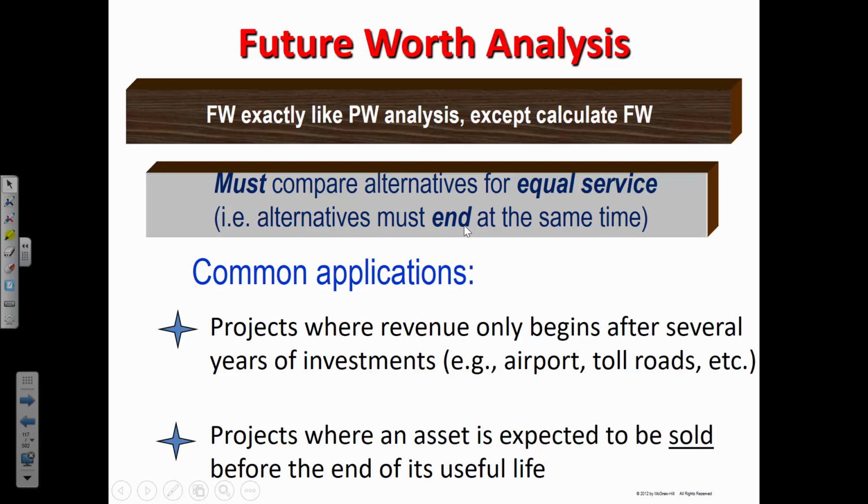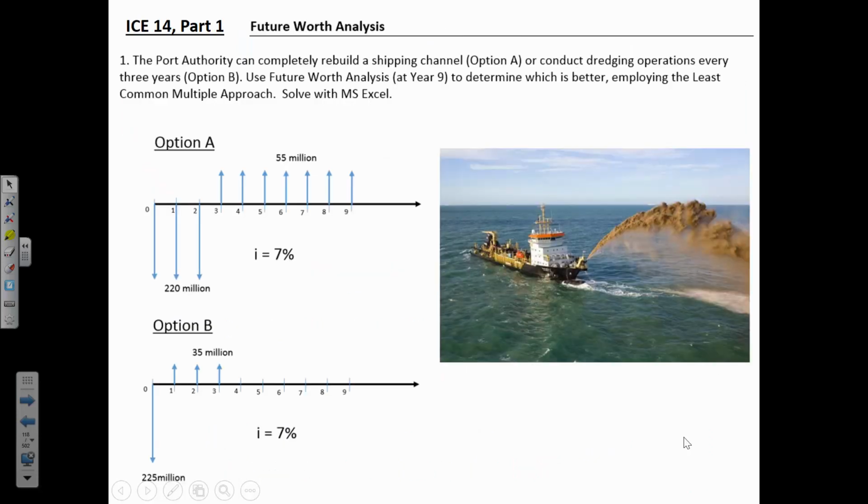At that time, in year 4 or year 5, whenever the project is complete and you're ready to turn it over to the person who's buying the project, you'd want to know how much to charge them. That's a future worth analysis, where you're trying to find a purchasing price after many years of construction. So this is saying projects where the revenue only begins after several years, such as airports and roads, or when the project is expected to be sold before the end of its life. Those are the two most common implications.